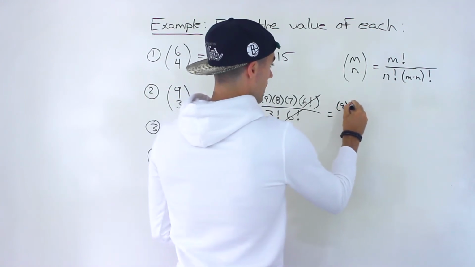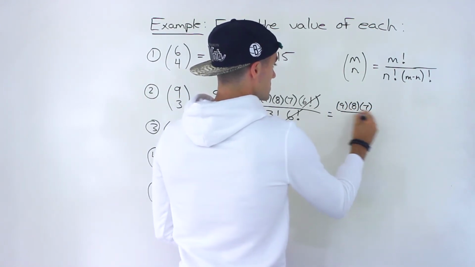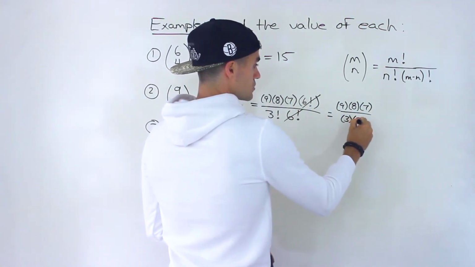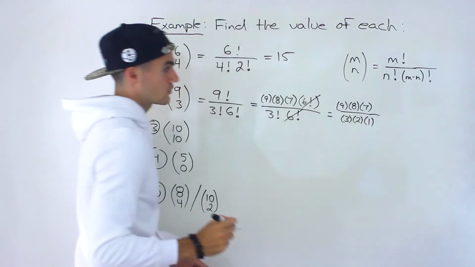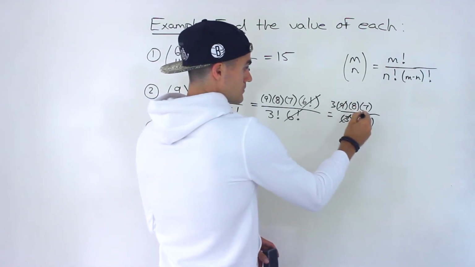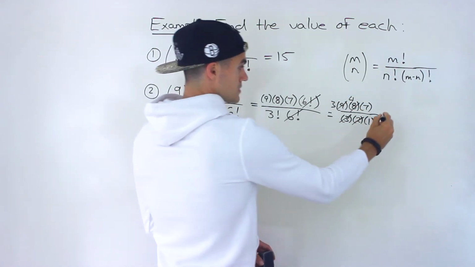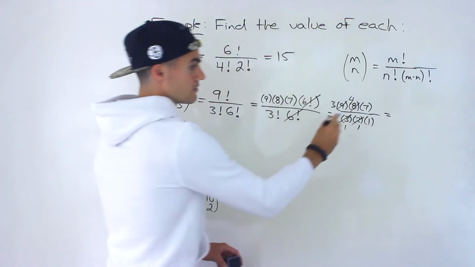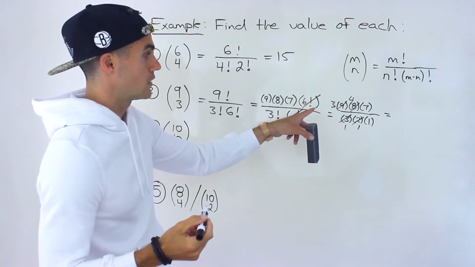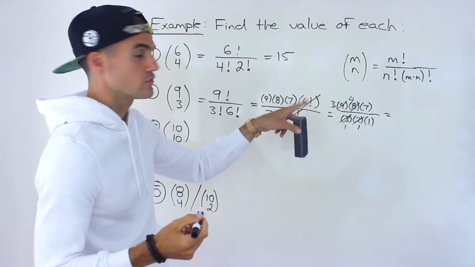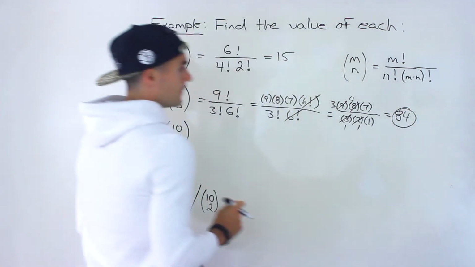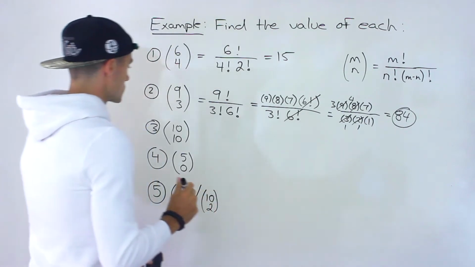Now, what is the 3 factorial? We'll have 9 times 8 times 7. I'm going to leave these expanded. I'm not going to multiply them yet. And then we'll have the 3 times 2 times 1. That's what 3 factorial is. And then notice 3 goes into 9 3 times. 2 goes into 8 4 times. And now we're not left with anything in the denominator but 1s. So we could just multiply all the remaining numerators. 3 times 4 is 12, times 7 gives us 84. So that's the final answer for number 2.